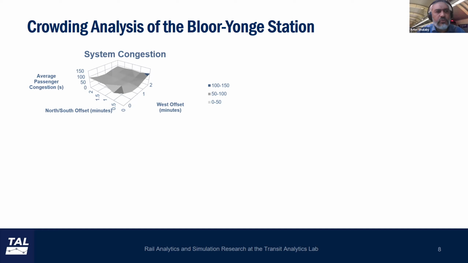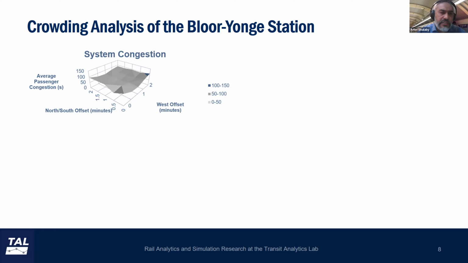So remember, we have two lines. We have line number 1, with northbound and southbound trains, and line number 2, with eastbound and westbound. So we wanted to explore the arrival patterns and how they impact system congestion. What you see in front of you here is an output of NEXUS that shows, using the eastbound trains as a reference, different offset levels for the westbound trains and the north-south trains.